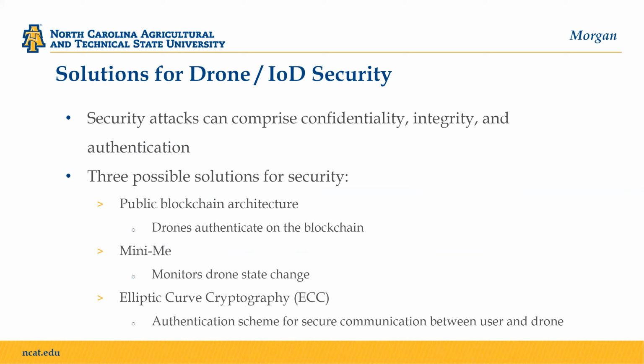As discussed, attacks against drones and IoDs can compromise confidentiality, integrity, and authentication in a variety of ways. I will walk us through 3 potential solutions to various attacks. First, I will discuss a blockchain-based architecture for drone authentication. Next, I will discuss a neural network-based solution to monitor drone state change. Finally, I will discuss an elliptic curve cryptography, or ECC, solution for secure communication between a user and drone.